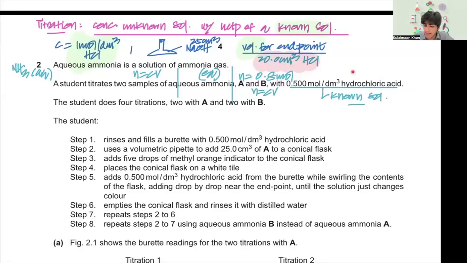Because once you figure out that volume, you could use the volume and the concentration to figure out the moles of HCl, use the equation to go into the moles of aqueous ammonia. And once you have the moles of aqueous ammonia, you've used 25 cm cube of ammonia, right? Aqueous ammonia. So you have the moles, you have the volume, figure out the concentration. That's it. That's the thought process.